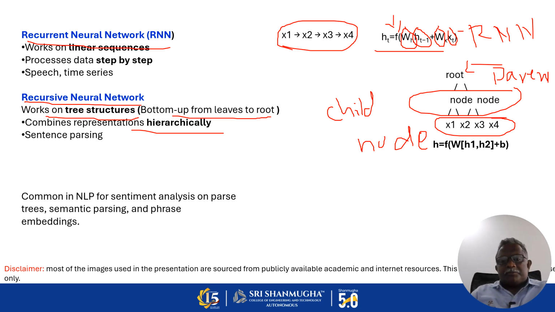In the case of an RNN, it flows from left to right. This is a child node representation, and this is the parent one. That is the way it works. An RNN works based on linear sequences, whereas here it works based on structured data. Unless it is structured, we can't understand the relationships. That's why it is used in NLP applications, and particularly it is widely used in sentiment analysis, where it tries to form a parse tree.